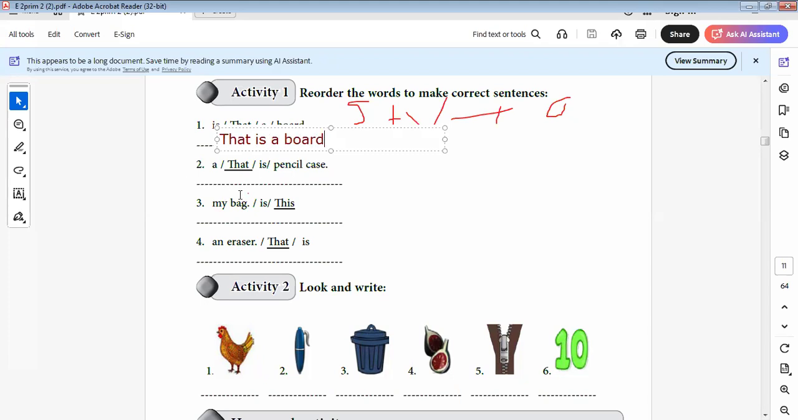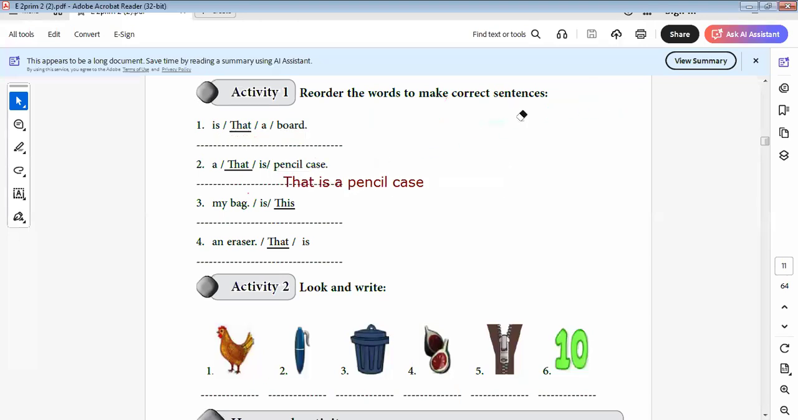Let's go to another one. It will be here, what? It will be, that is a pencil case. A pencil. That is a pencil case. I will leave the rest for you to do by yourself as homework. Okay. Let's go to another one, to another question.